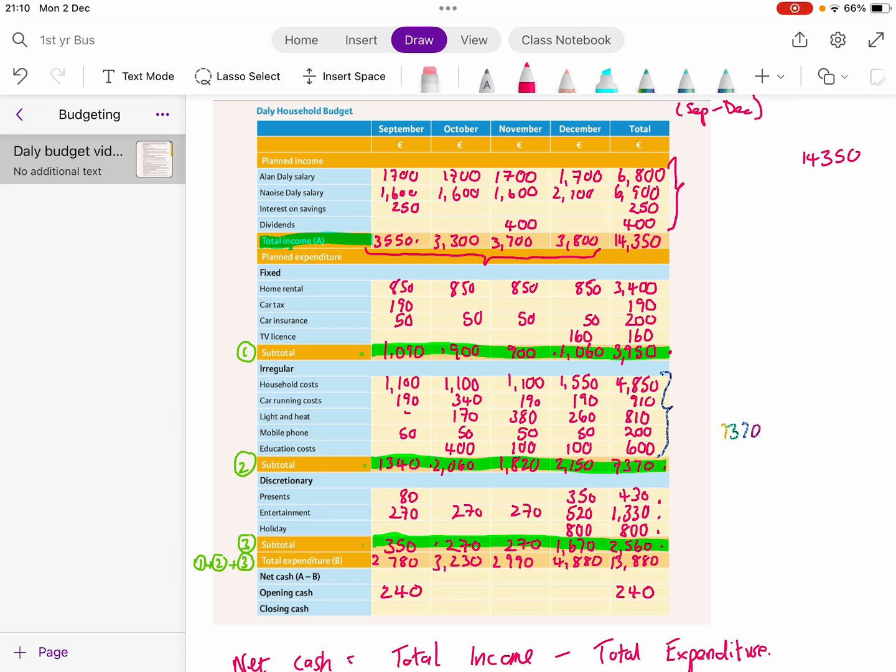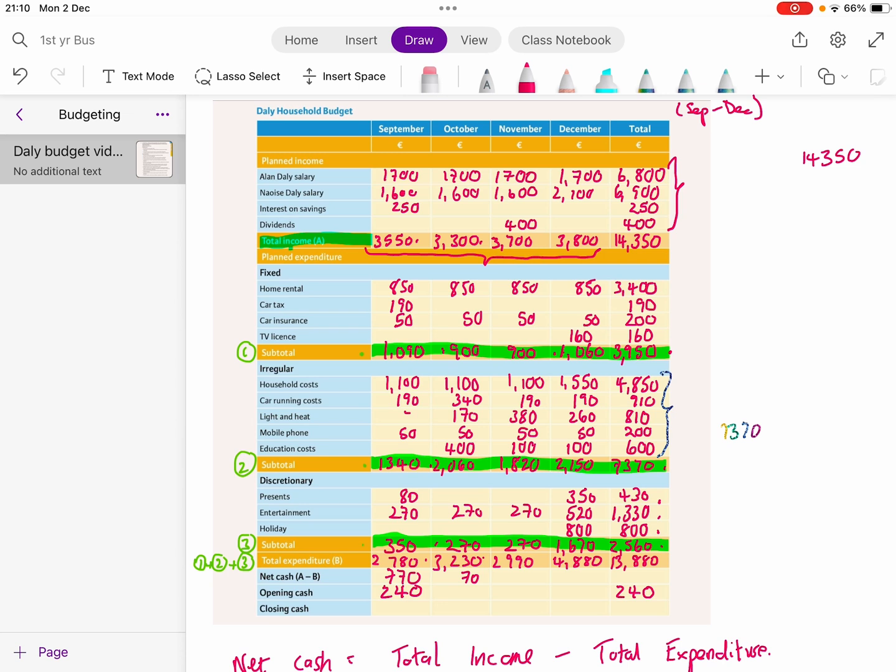I'm going to take my 3,550. That's my income. I'm going to take away my total expenditure, which is 2,780. And I get a net cash figure of 770. I'm going to just keep doing that for every month. 3,300 minus 3,230. So I have a net cash of €70 for October.